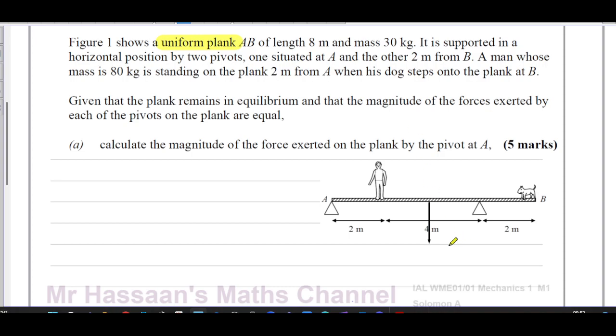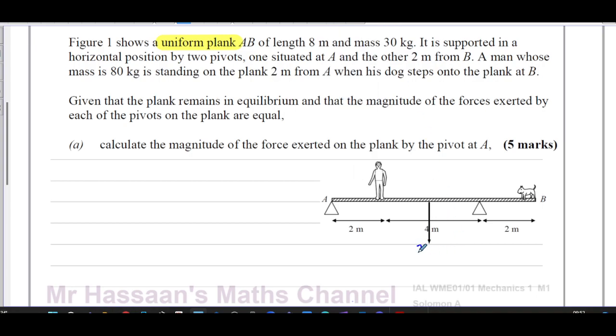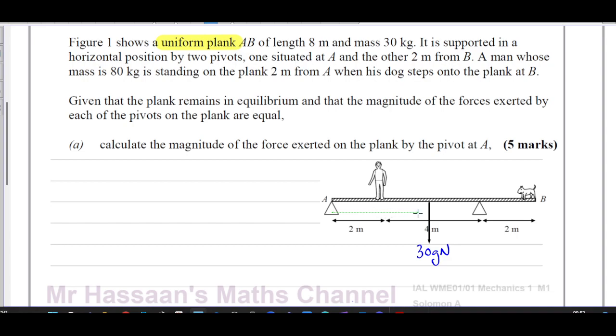And we know the mass is 30 kilograms, so the weight is 30 times g, the acceleration due to gravity. Weight equals mg, so 30g newtons is the weight of this plank. That's acting exactly in its geometric center, which is 4 meters in from A. That distance is 4 meters because it's halfway along the plank. That's where the weight is, so that's one thing we can mark on here.